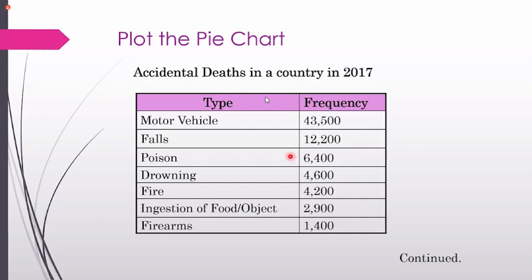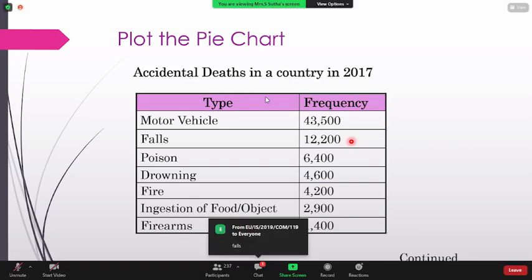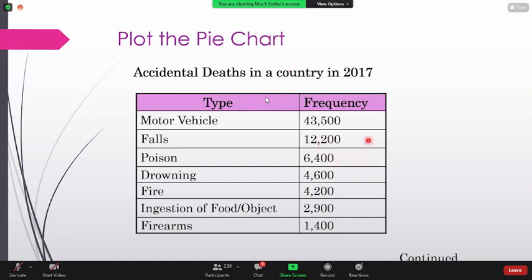What is the meaning of 12,200? You have to tell clearly what this number explains. 12,200 deaths occurred due to falls, right? 12,200 deaths occurred by falls.